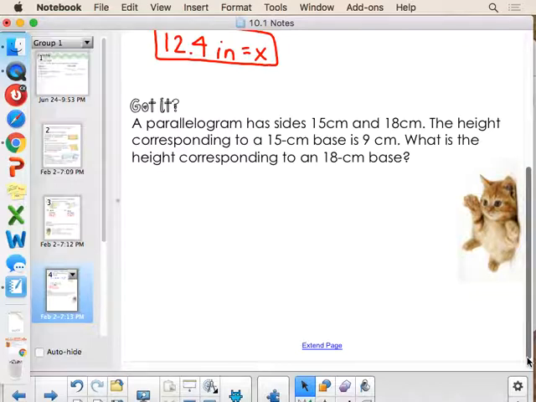Some of you are drawing pictures for your parallelogram. That's fine. You do not need to do that on this particular problem. But if that helps you, that is okay with me.